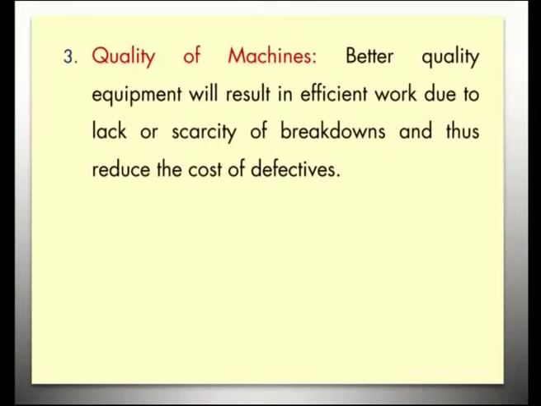Next, the third M is machine, quality of machines. Better quality equipment will result in efficient work, because once a machine breaks down, there is always a wastage of time, wastage of manpower and wastage of materials. So, a smooth functioning of the machine will result in efficient work. Therefore, maintenance of machines with good quality is very important. Thus it reduces the cost of defectives when quality machines are used.